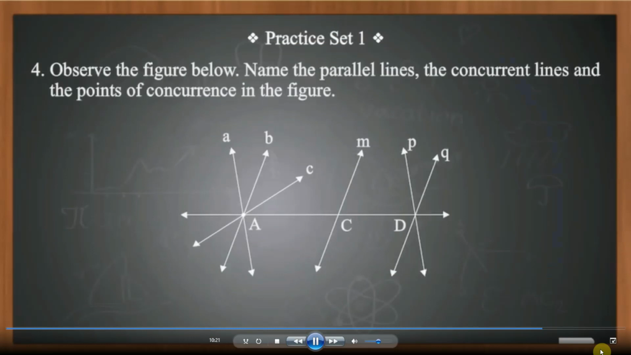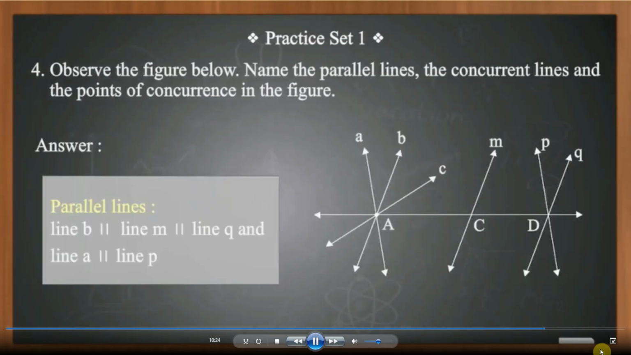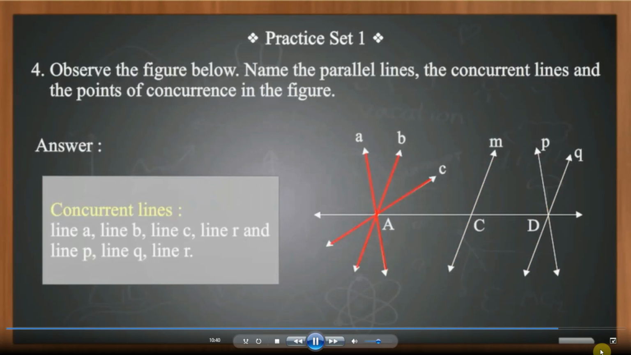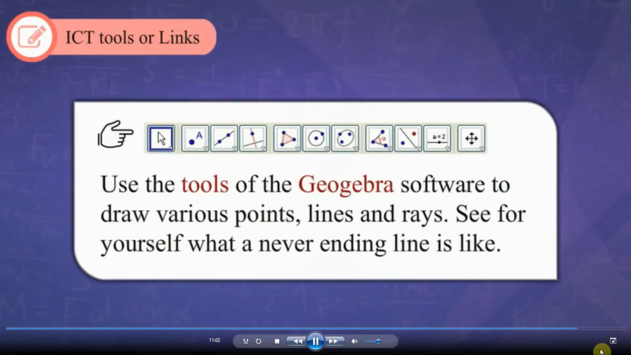Answer. Parallel lines. Line b is parallel to line m, which is parallel to line q, and line a is parallel to line p. Concurrent lines. Line a, line b, line c, line m, and line p. Line q, line m. Points of concurrence. Point A, point D.